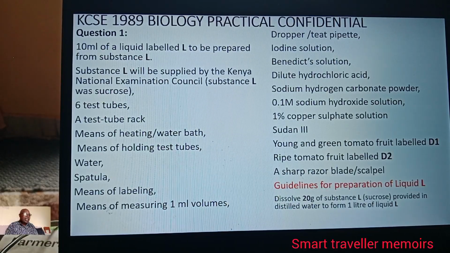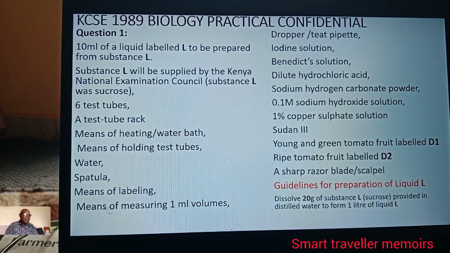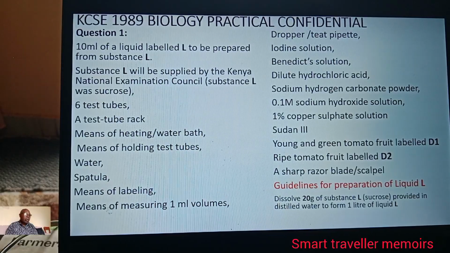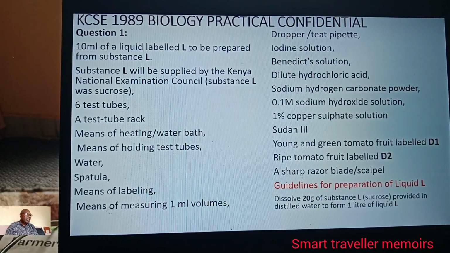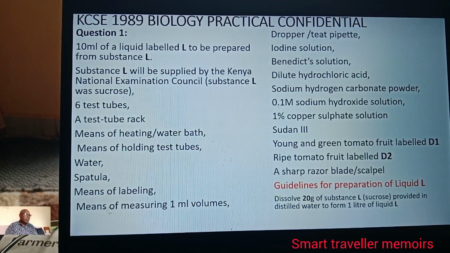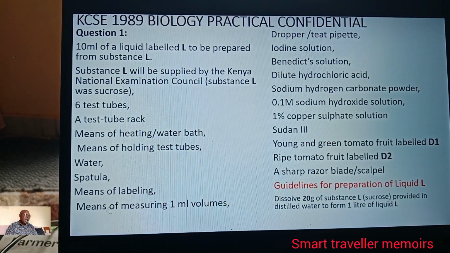He also required 6 test tubes, a test tube rack, means of heating or water bath, means of holding test tubes, water, spatula, means of labeling, means of measuring 1 ml volumes, dropper or teat pipette, iodine solution, Benedict solution, dilute hydrochloric acid, sodium hydrogen carbonate powder, 0.1 molar sodium hydroxide solution, 1% copper sulfate solution, Sudan III, and young and green tomato fruit labeled D1, and a ripe tomato fruit labeled D2. Finally, you needed a sharp razor blade or scalpel.